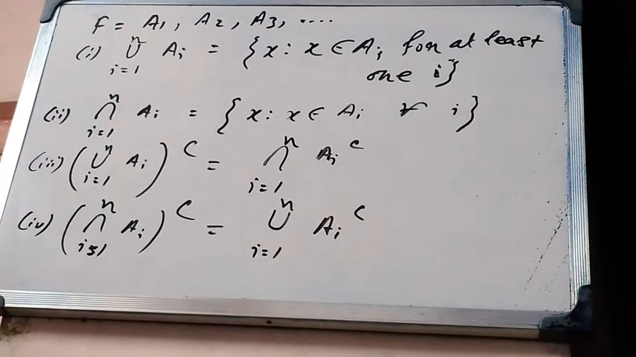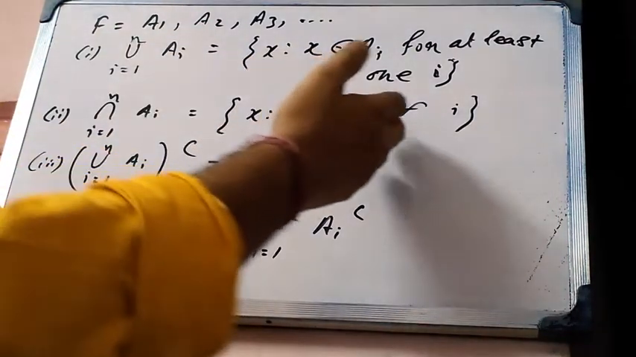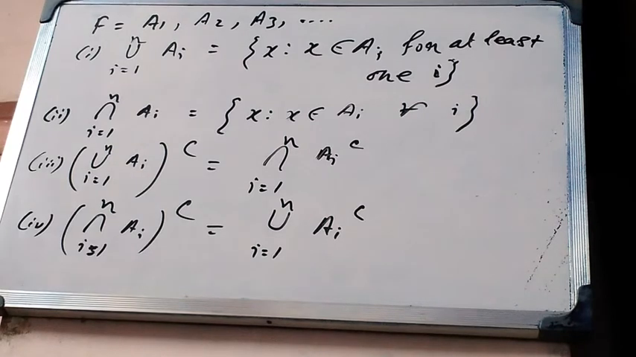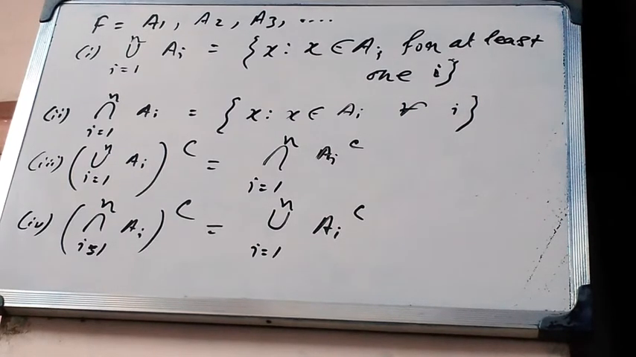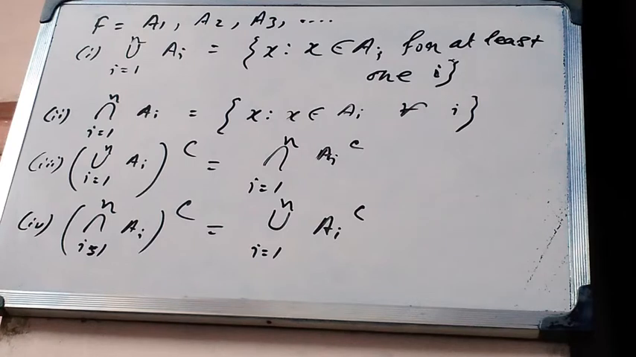In particular, we can say that for a finite family of subsets F is equal to A1, A2, A3 up to An, the first property: union of i equal to 1 to n, Ai is equal to X such that X belongs to Ai for at least one i. Intersection of i equal to 1 to n, Ai is equal to X such that X belongs to Ai for all i, or it can be written as for each i. The third property is union of i equal to 1 to n Ai whole complement is equal to intersection of i equal to 1 to n Ai complement, and intersection of i equal to 1 to n Ai whole complement is equal to union of i equal to 1 to n Ai complement.